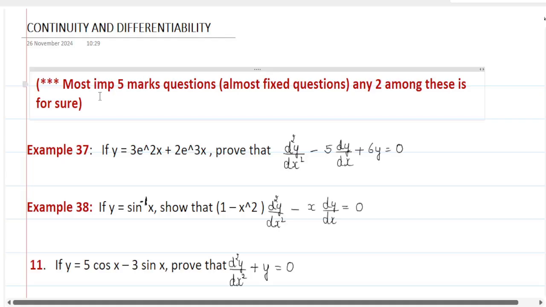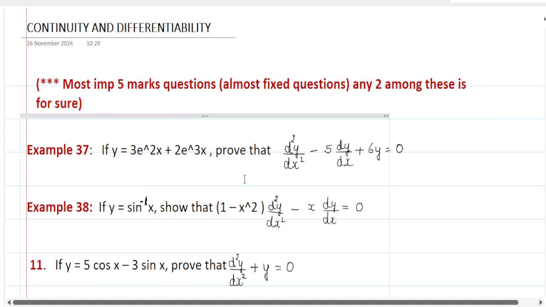In this video, I am sharing some of the most important 5 marks questions from the chapter Continuity and Differentiability. Most of these questions have appeared for the final exams in the previous question papers. So any one of these questions might come for your exam. So make sure you study all of these questions thoroughly, as one or two of these questions might appear in your final exams. Let's solve the questions one by one.